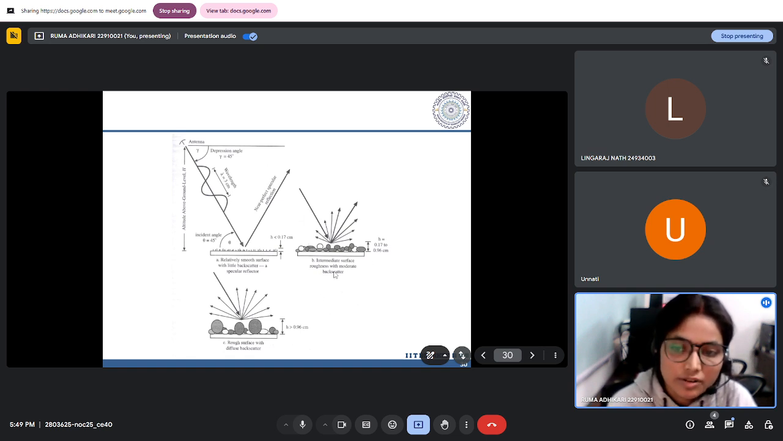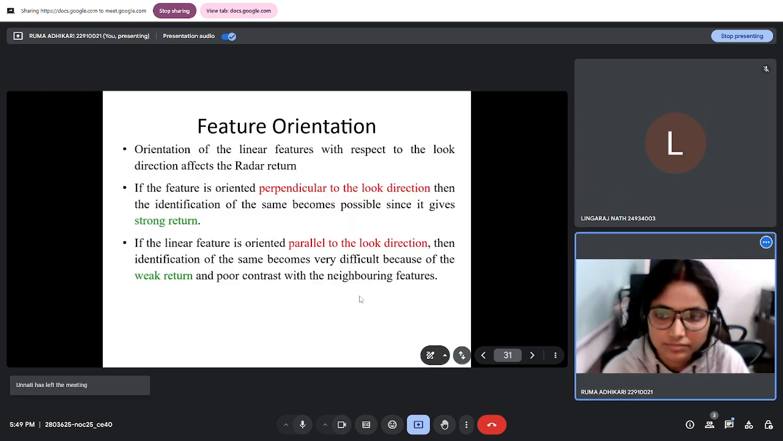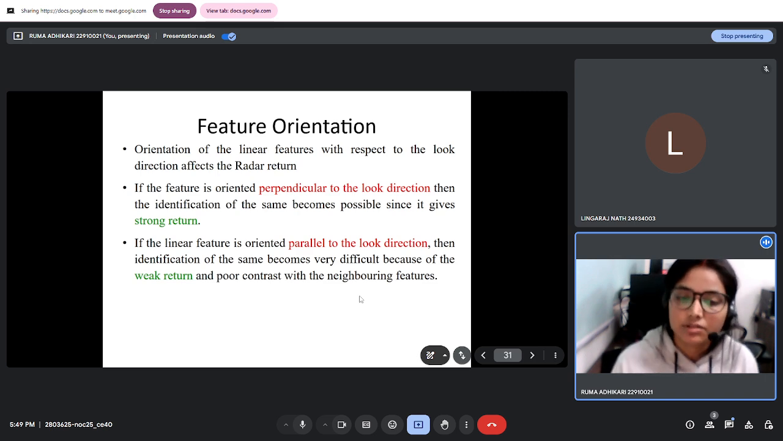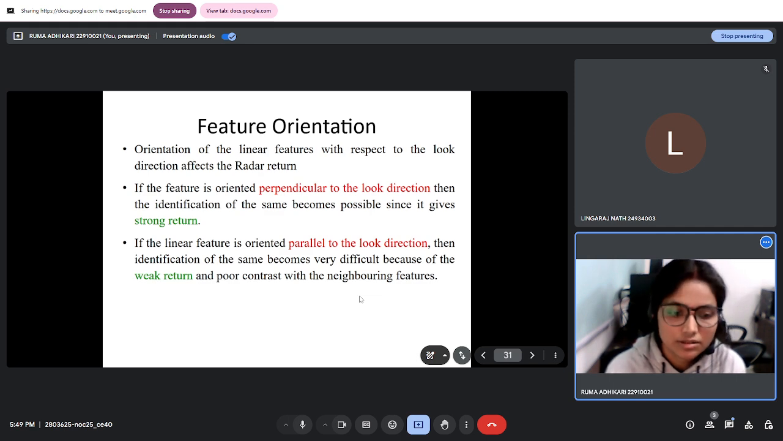And for the intermediate surface roughness, how it works, you can see it lies between this height. And when it is a totally rough surface, it is more diffused. The transmitted signal is more diffused here. Now the last one: the polarization also differs very much. It depends on the feature orientation, how our target is oriented with respect to our signal, the radar return, or the radar movement.